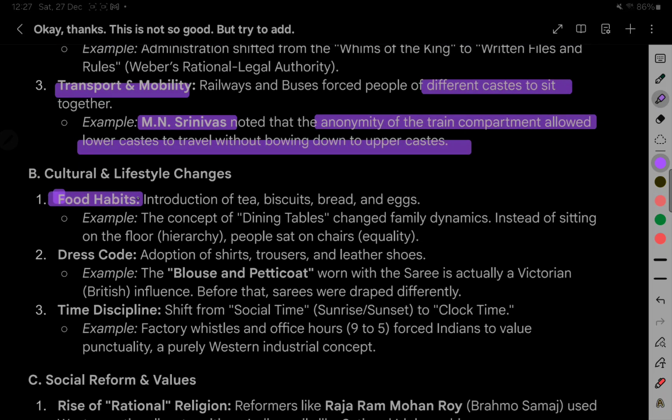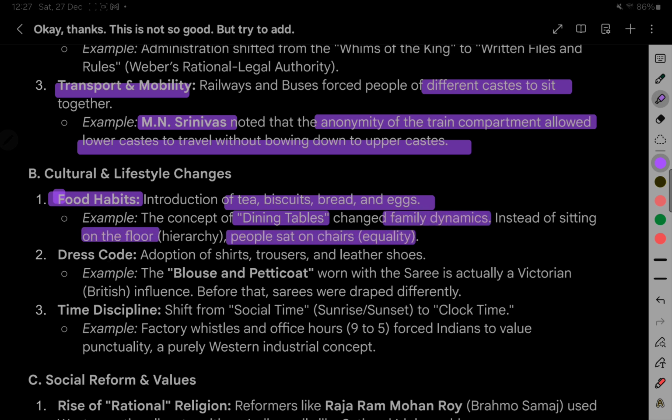Food habits: introduction of tea, biscuits, bread, and eggs. Example: the concept of dining tables changed family dynamics. Instead of sitting on the floor, hierarchy, people sat on chairs, equality.